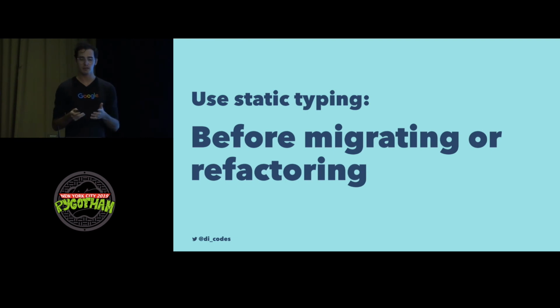Another good time to use static typing is before doing a big migration or doing a big refactor, right? Go and add static types to everything that you're about to change, and then change it, and see if you get a bunch of type errors. Because if you do, it means you're calling some function wrong. You missed some part of your migration.